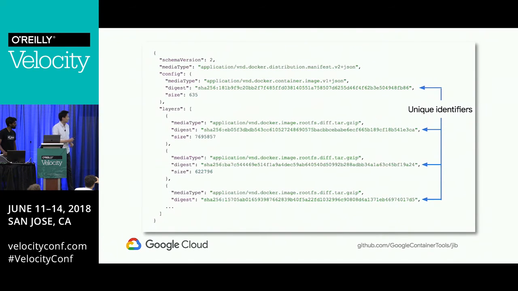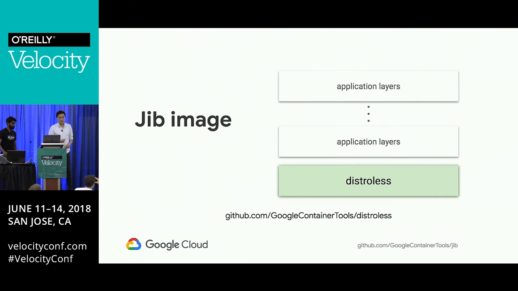This is an example of a manifest. You have just IDs of the layers and the configuration as well. These are also checksums.